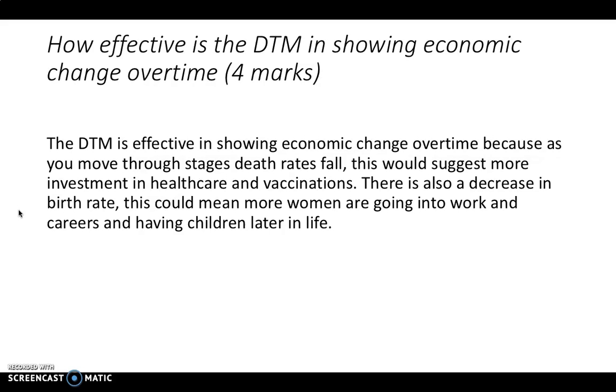So I put the DTM is effective in showing economic change over time because as you move through stages, death rates fall. This would suggest more investment in healthcare and vaccinations. There is also a decrease in birth rate. This could mean women are going to work and having careers as well and having children later in life. So I've tried to link it there to make sure it's linked to economic reasons.